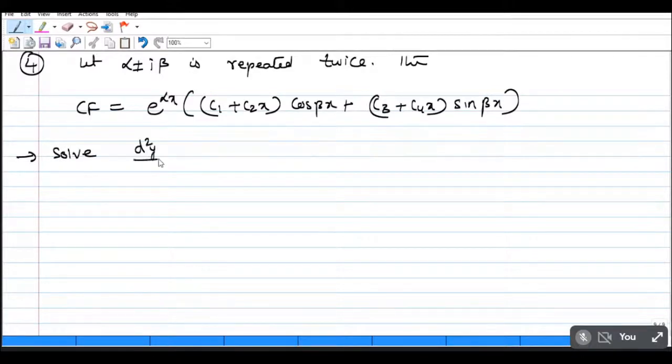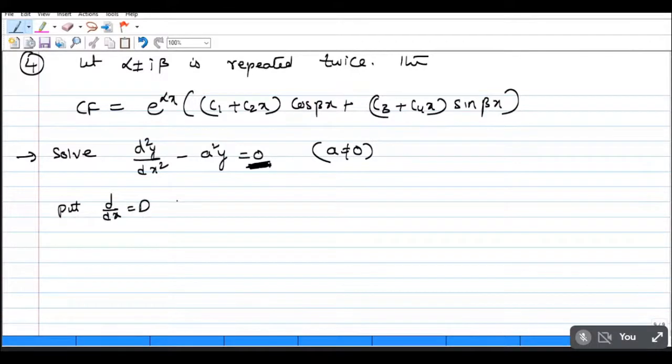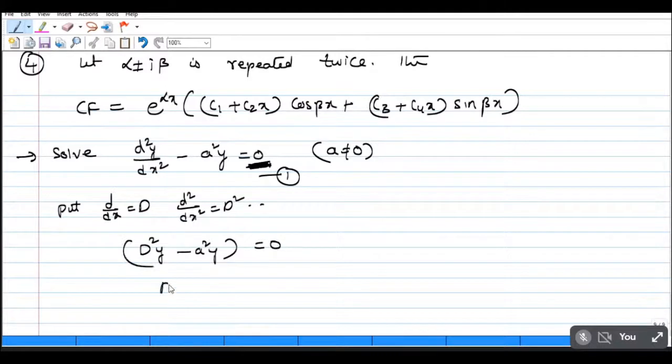d square y by dx square minus a square y equal to 0. Here a is not equal to 0. First we are discussing only homogeneous equations. If RHS is 0, then PI is 0. You remember that point. Put d by dx equal to capital D, d square by dx square equal to capital D square, and so on. Then the given equation becomes (D square minus a square) y equal to 0.